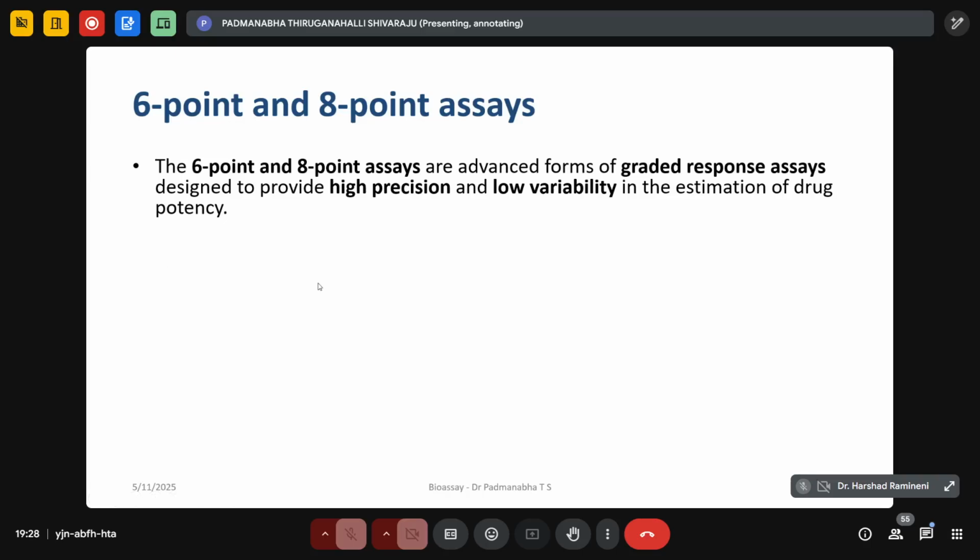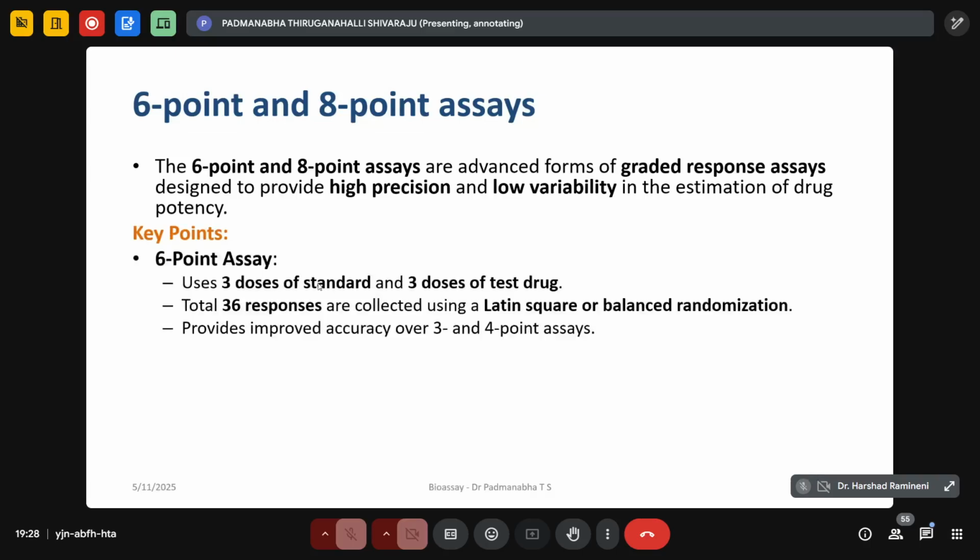The 6-point assay is superior to the 4-point assay, and the 8-point assay is again superior to the 6-point assay, but it requires a much longer period of time and also patience in conducting these assays. In the 6-point assay, we use 3 doses of standard and 3 doses of test. In the 8-point assay, 4 doses of the standard and 4 doses of the test drug are used.